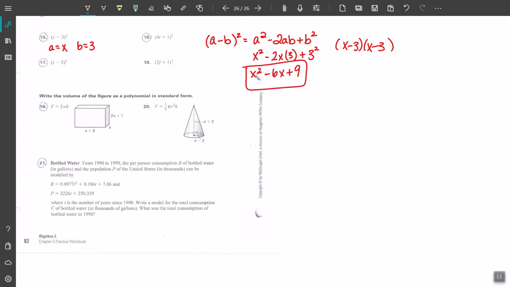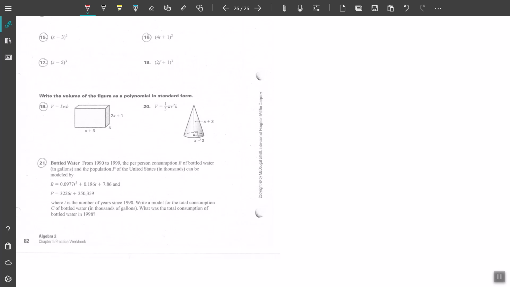Going down to number 16 then, we have the same idea, except now we are dealing with a square of a binomial, but it's a sum in between. We have an addition sign. So same idea though. This follows this pattern now. We just put that plus sign in there instead of the subtraction sign.